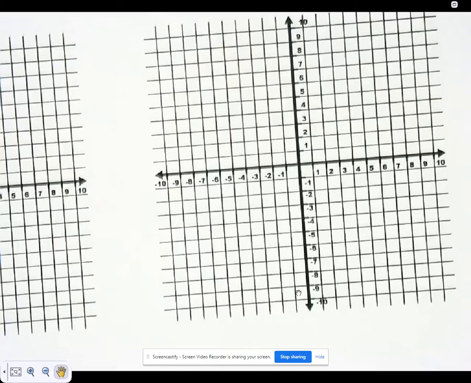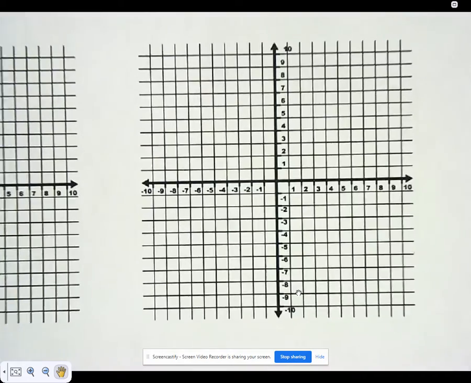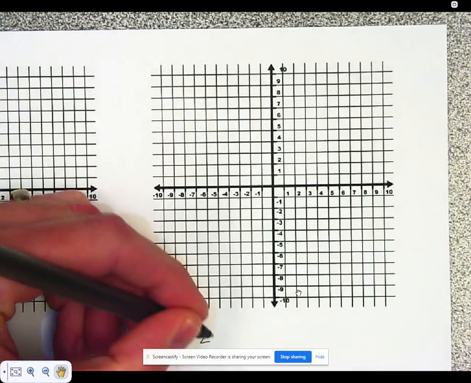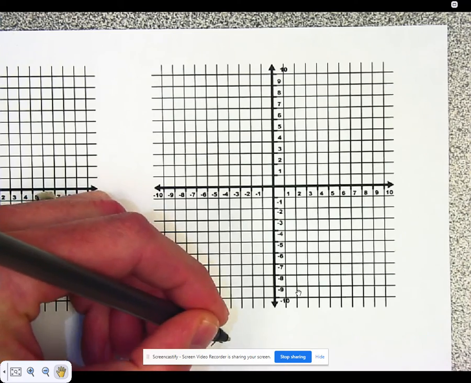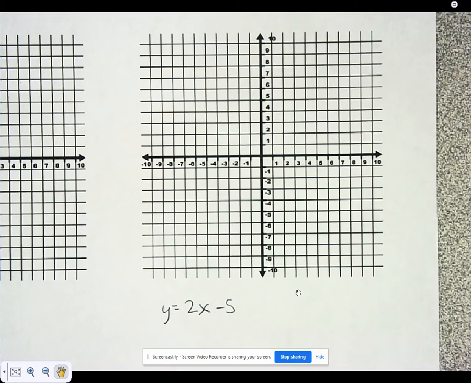All right, so let's look at an example. I've got my graph paper here. I'm going to graph, and we'll zoom out, there we go, the equation y equals 2x minus 5. That'll be the equation that I'm graphing.